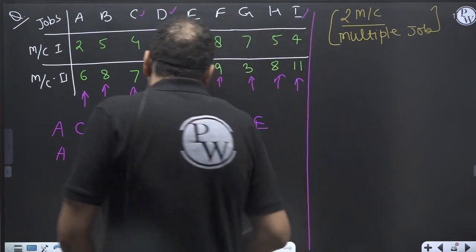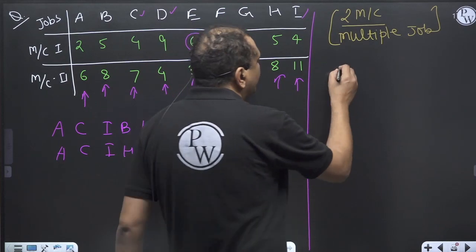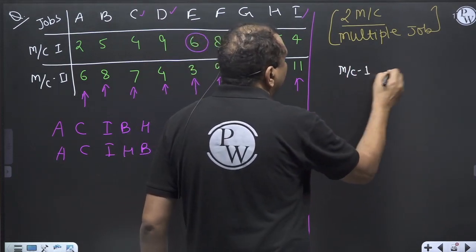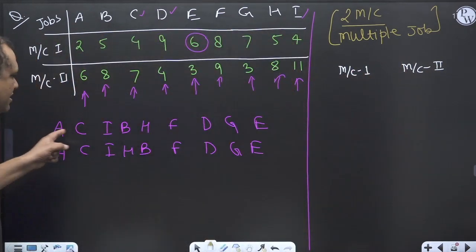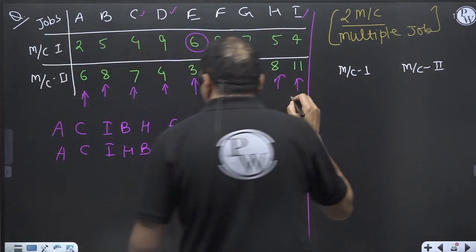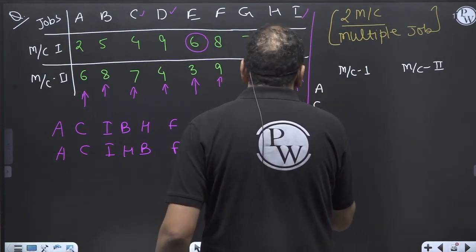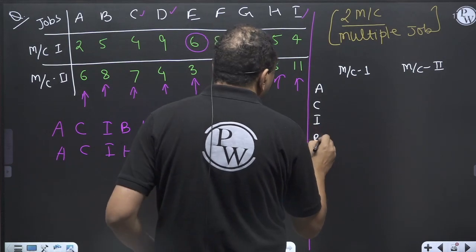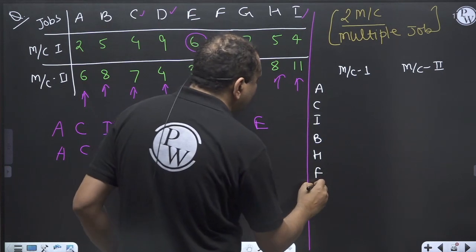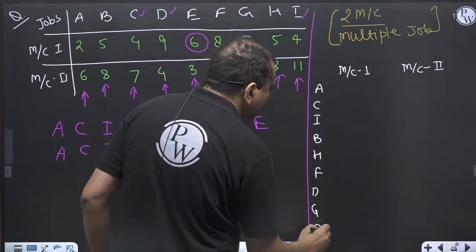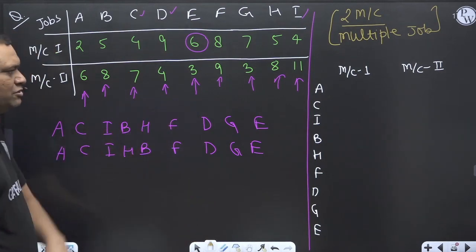Now, let us calculate the cycle time. How to calculate cycle time? Machine 1, machine 2. Because this is my sequence, write the sequence accordingly: ACI, BHF, DGE. Okay, same sequence I have written. There are alternate solutions.